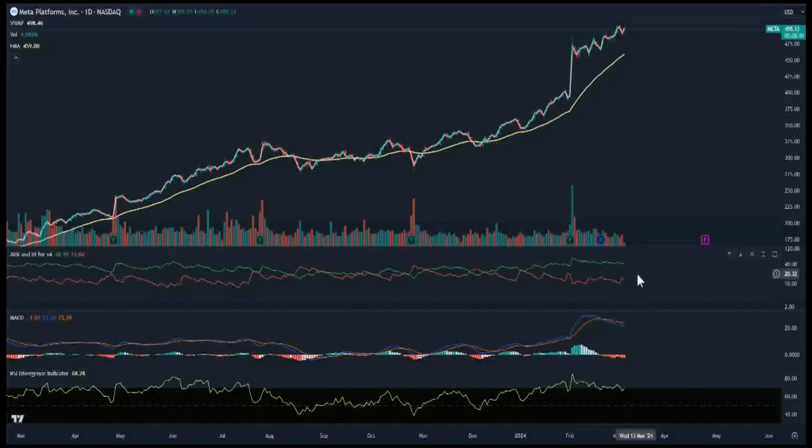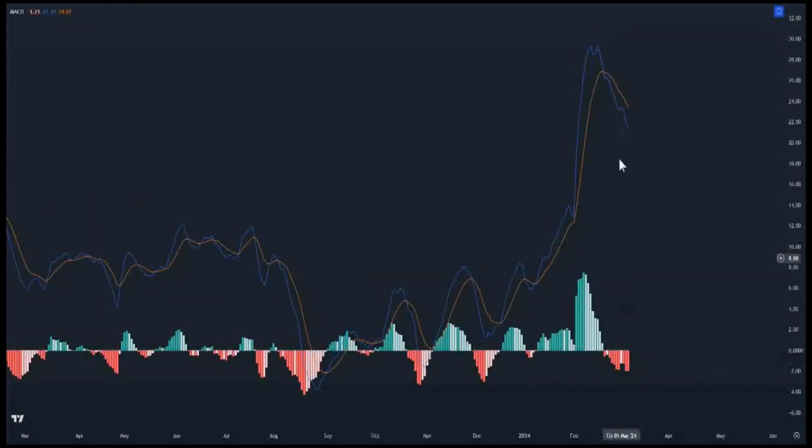Looking at the ADX and DI, the positive DI, the green line, it's extended as well. And at some point, it's going to have to come back down to earth, just like gravity pulls everything down to earth. This is my feeling anyway. So I'm looking at the MACD as well, and it is actually trending down now. You can see the red histogram here. It's in the red now, and it actually has turned over.